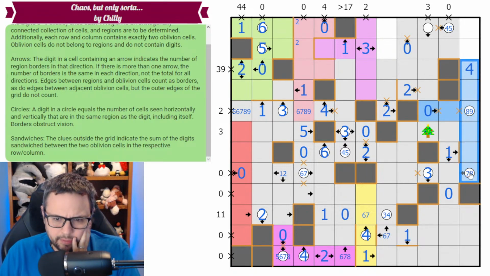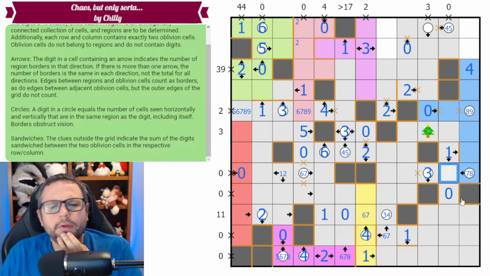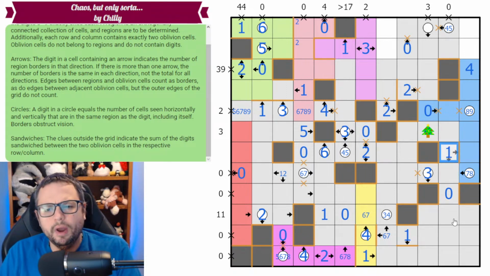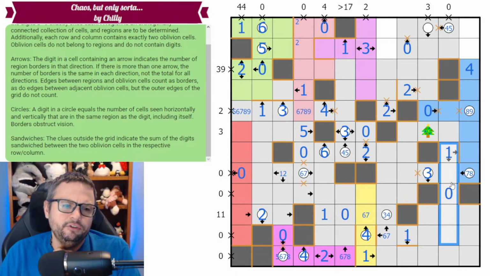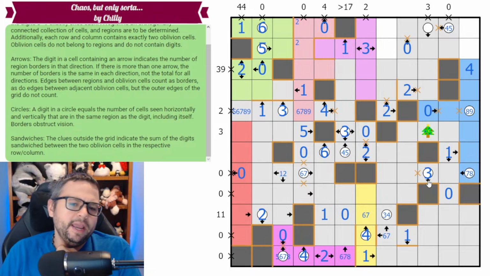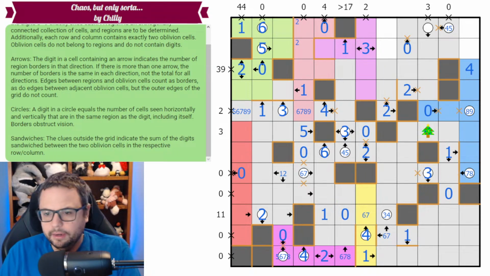1, 2, 3, 4, 5, 6, 7, 8. Yeah, this can't be blue. This cell can't be blue because of the 1 arrow. If this is blue, there's definitely 2 borders here. That was way easier than the thing with the 3, by the way.